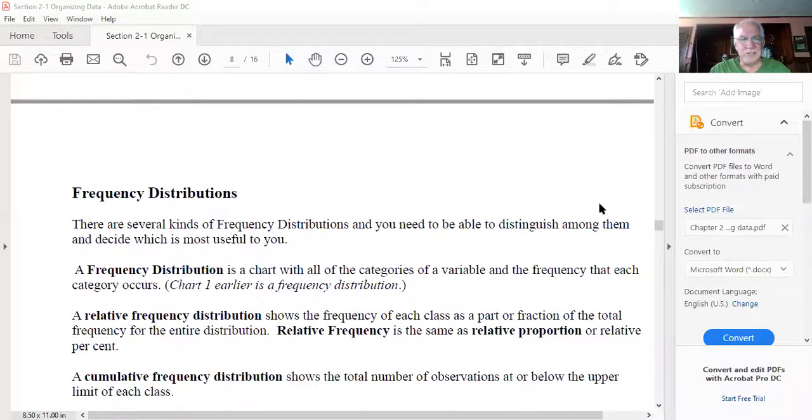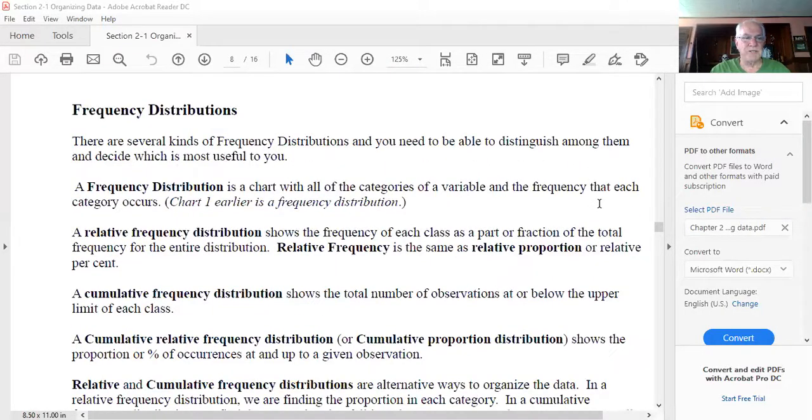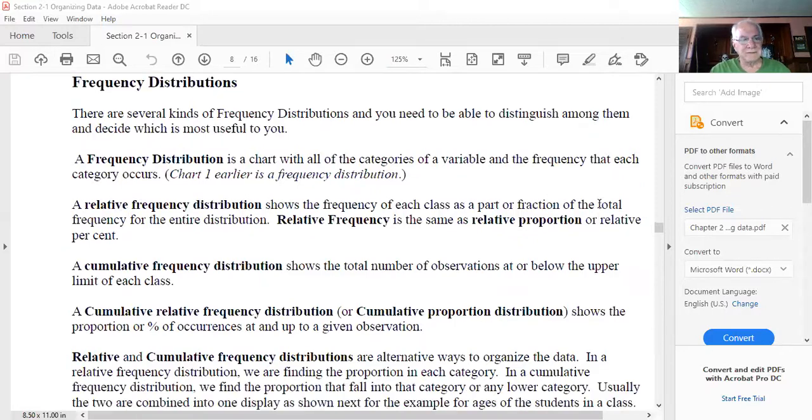These things tend to lead to what we call frequency distributions, and there's 4 or 5 ways of having frequency distributions. Let me go back here. I'm going to drop out of here and jump back.